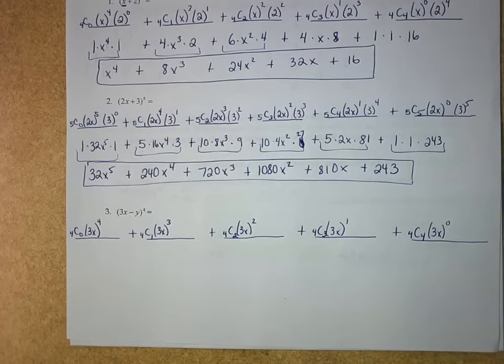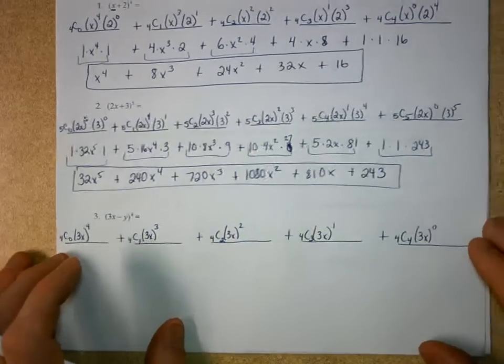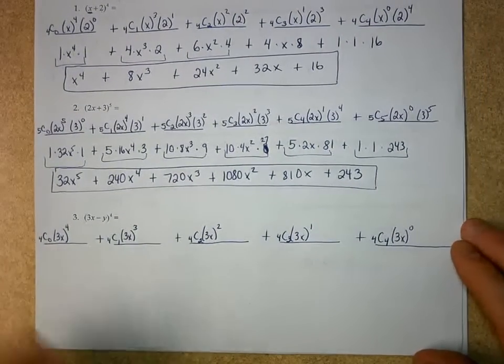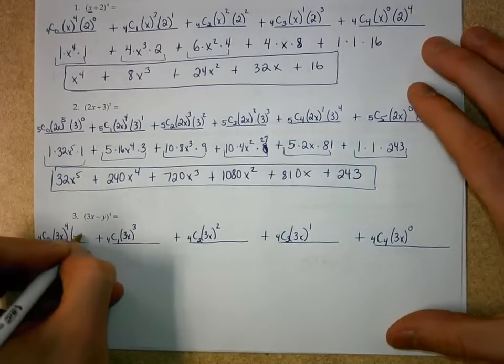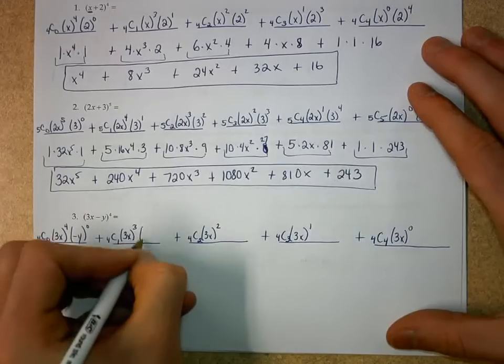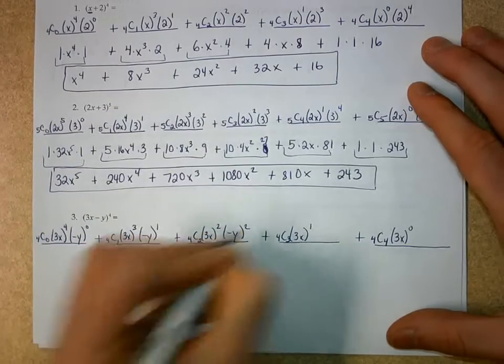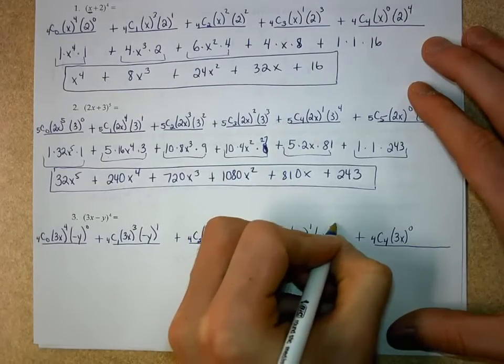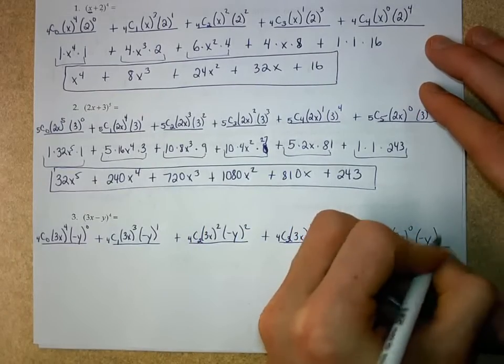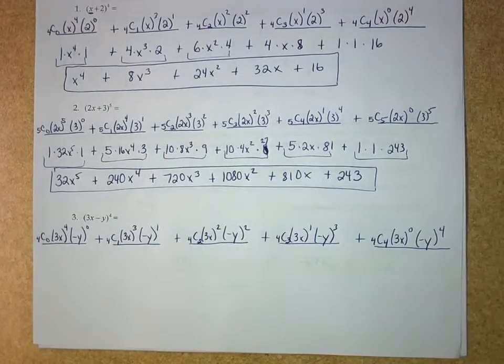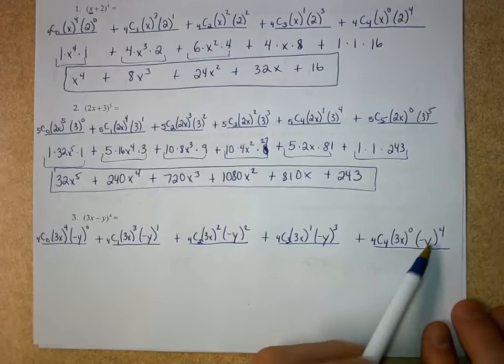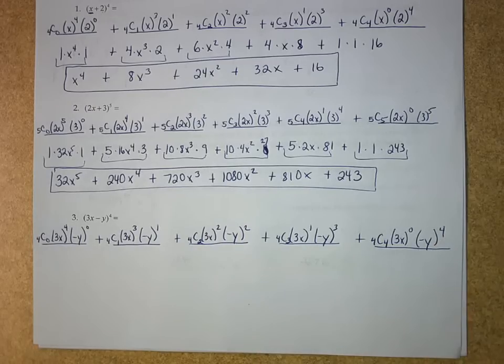And then finally my y's are going to be increasing by 1 each time. So here I'm going to actually take the negative y, raise it to the 0, negative y, raise it to the first, negative y, square it, negative y, cube it, negative y, raise it to the fourth. And that's where I see all the negatives taking care of themselves, because for example right here, negative y raised to the fourth will be a positive y to the fourth when it's all said and done.